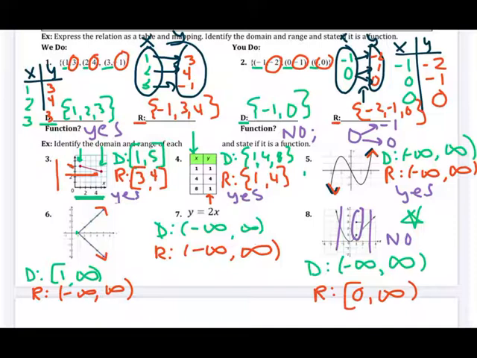Is this a function? Yes. No matter what x I plug in, there will only be one y value. And I actually skipped number 6. Number 6 is not a function. It doesn't pass the vertical line test.